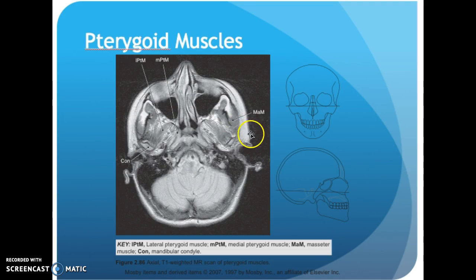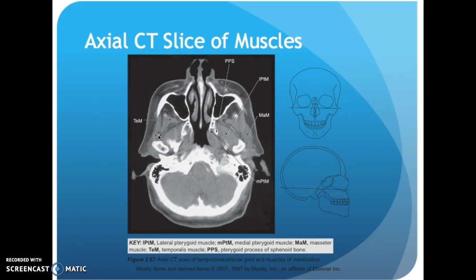So here we can see your masseter muscle, and you have your condyle, and you can see your lateral pterygoid muscle. CT shows it a little bit better. Here's your medial pterygoid, and here's your lateral pterygoid, and your masseter muscle is here. Your temporalis is coming down to attach.